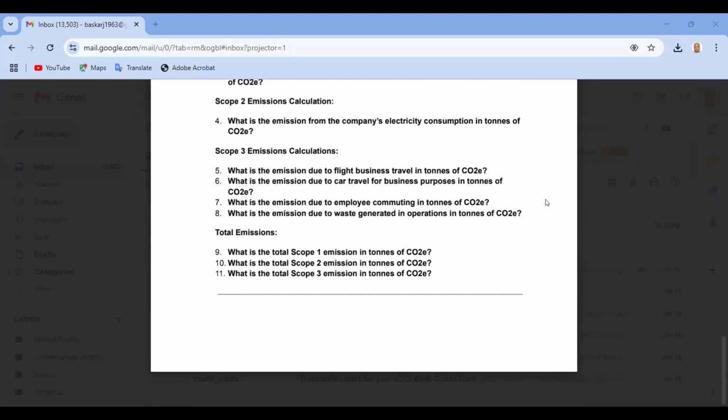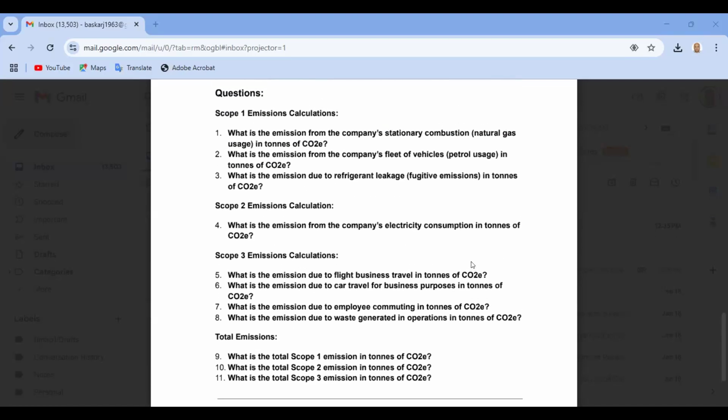What is the emission due to flight business travel in tons of CO2 equivalent? What is the emission due to car travel for business purposes in terms of CO2 equivalent? What is the emission due to employee commuting in tons of CO2 equivalent? What is the emission due to waste generated in operations in terms of CO2 equivalent? The total emissions: what is the total scope 1 emission in terms of CO2 equivalent? What is the total scope 2 emission in tons of CO2 equivalent? What is the total scope 3 emission in tons of CO2 equivalent?